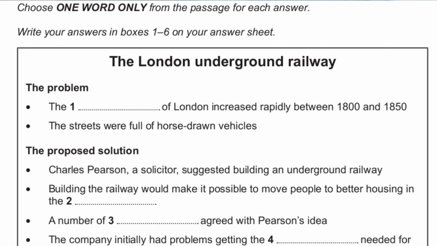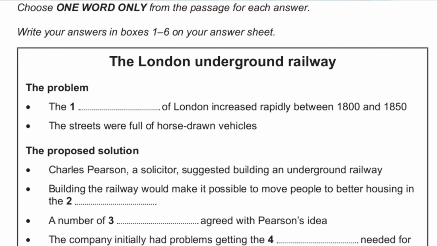Okay, so these are 4 questions that we are going to be doing. The title is the London Underground Railway and the instruction is one word only. Now I've explained what one word only means. It means only a single word is allowed. Okay, so we remember the questions are in sequence. We've read the instructions. Now we'll read the question statement. The problem, okay? These titles are very important because they will tell you where the answer is located in the paragraph. The dash of London increased rapidly between 1800 and 1850.